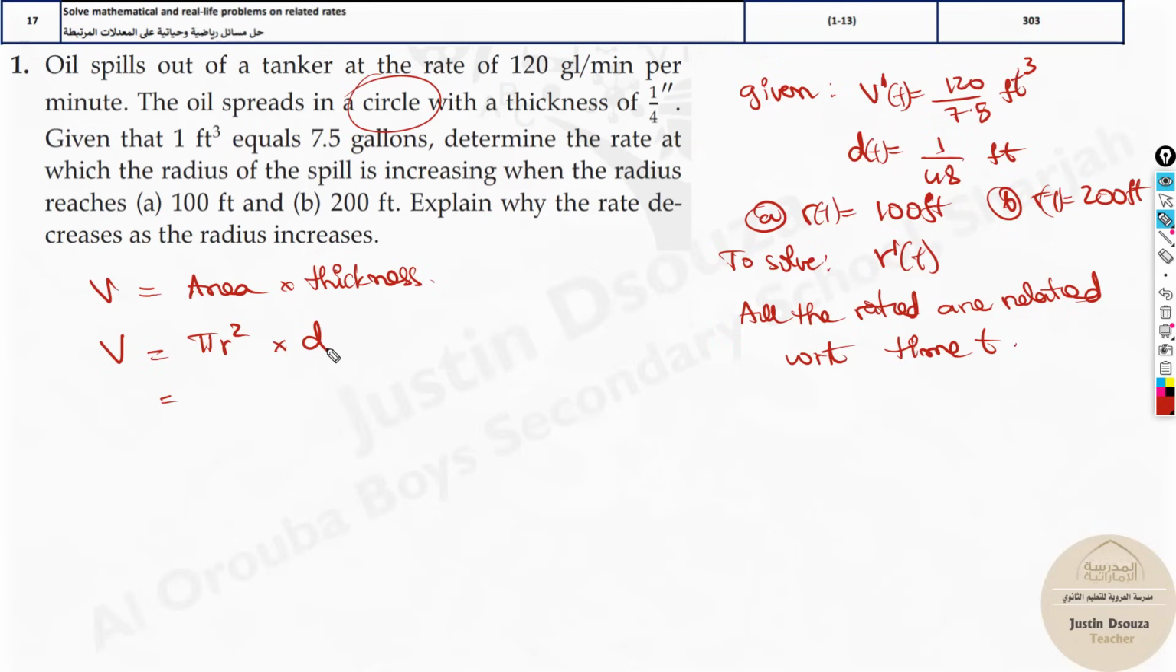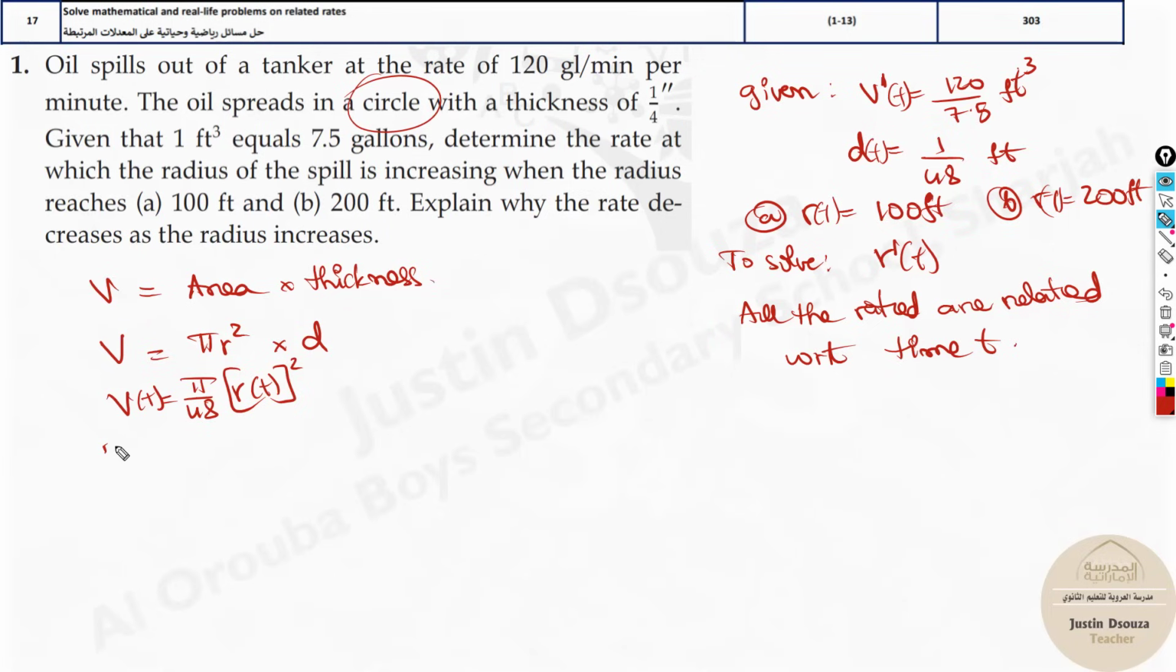Now we know the depth is how much? 1 by 48. So I'll just write 1 by 48 here instead of d. I'll write pi by 48, then we have r squared, and volume. Now this will be with respect to t. Here the square stays outside because this is also with respect to t. Only for this I'm going to write it. Any more, please remember this is all with respect to t.